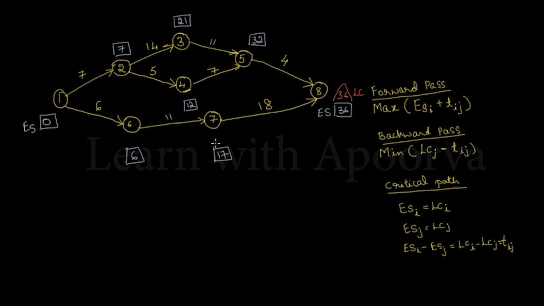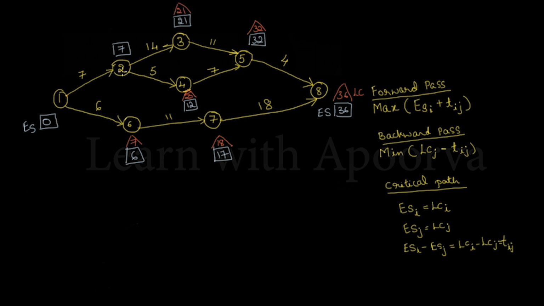For node 7, the latest completion will be the previous node's latest completion minus the activity duration. So 36 minus 18, which is equal to 18. For node 6, it will be 18 minus 11, which is equal to 7. Next, for node 5, 36 minus 4, which is equal to 32. For node 4, 32 minus 7, which is equal to 25. Node 3, 32 minus 11, which is 21.